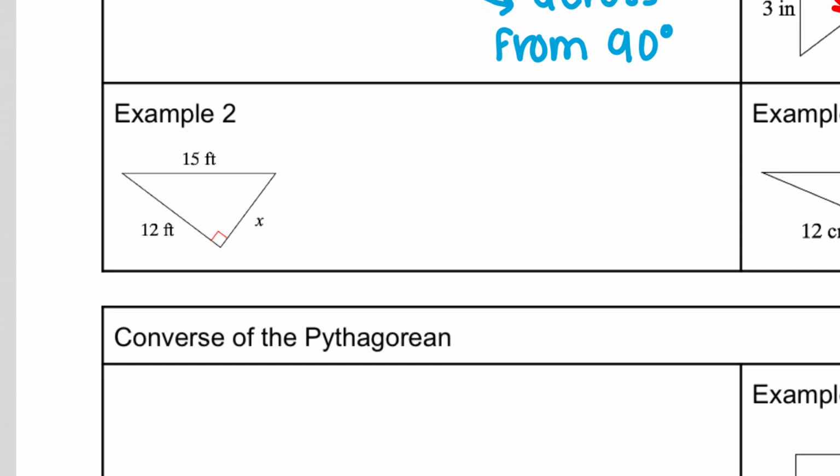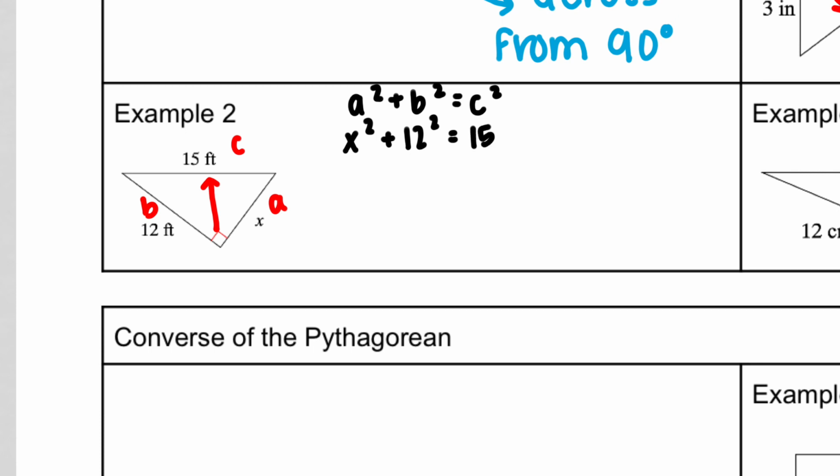Now, example 2, we're going to do the same process. I'm going to write out my formula, a squared plus b squared equals c squared. I'm going to go over to my triangle and label everything. So across from the 90 is c, and then the other two are a and b. And now I'm going to fill everything into my formula. Instead of a squared, I'm going to have x squared plus b squared is going to be 12 squared, and it's equal to c squared, which is 15 squared.